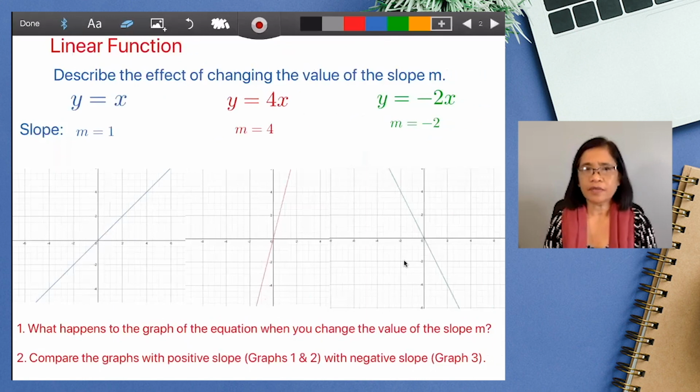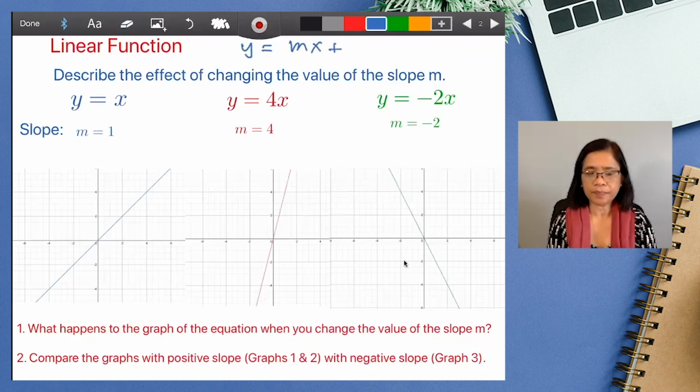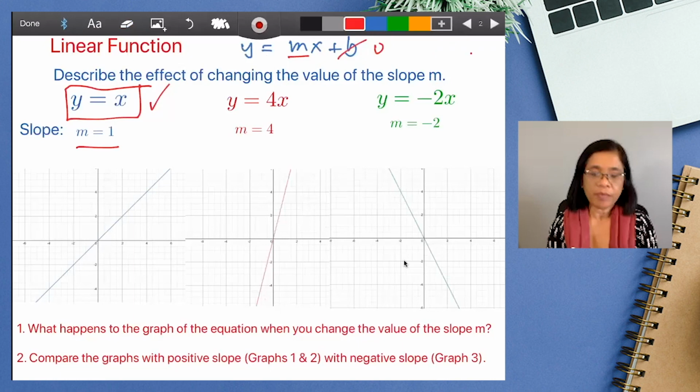So let's start with linear functions. We will consider the linear function y is equal to mx plus b, where b is 0 here, and our parent function when m is equal to 1. So the equation y is equal to x is our reference graph. We will call this our parent function. The value of m is 1, and that is the coefficient of x.